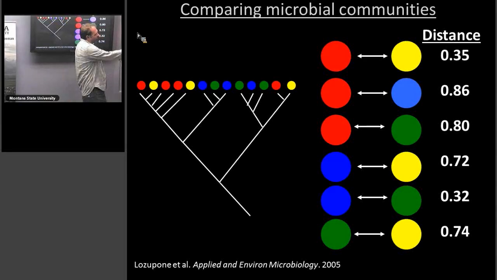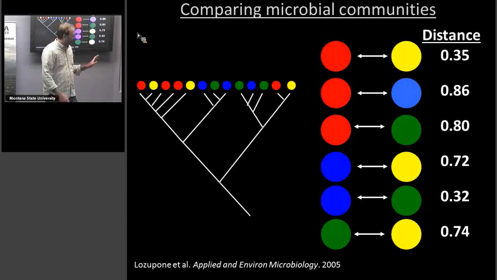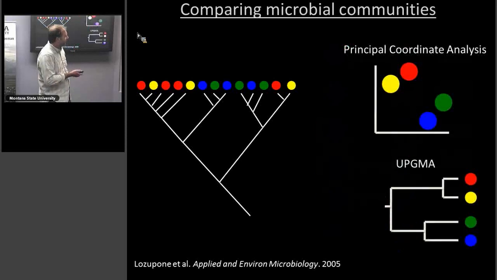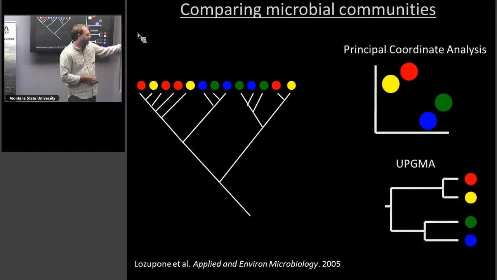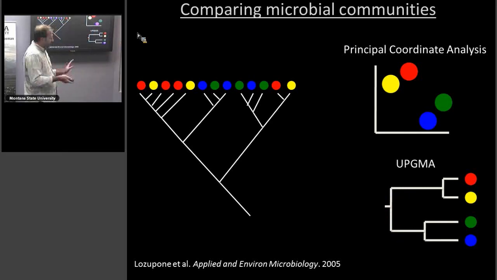Same with green and blue, they've got low distance values, but if you look at green versus yellow or red, they've got high distance values. Anyway, that gets turned into a huge pairwise matrix. And then we could do things like principal coordinate analysis or UPGMA to make some pretty figures to show how they're clustering. And then there's traditional stats we can run too. That's sort of the basics of the methods.